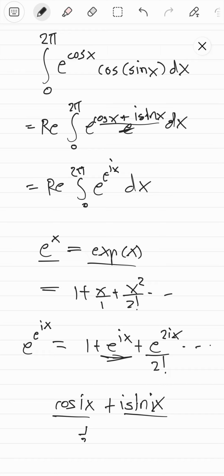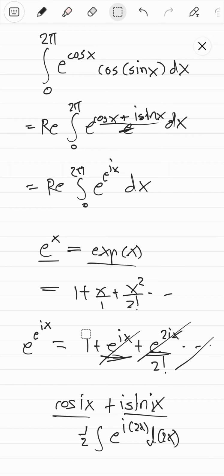You will just say 1 upon 2 integration of e power i2x and then d2x. That's the integral that you will be dealing with. So this kind of integral is also 0, and so on. Even for e power 3ix, the integral is going to be 0, and just keep on going like that. So all of these terms don't matter in the end. All that matters is this term.